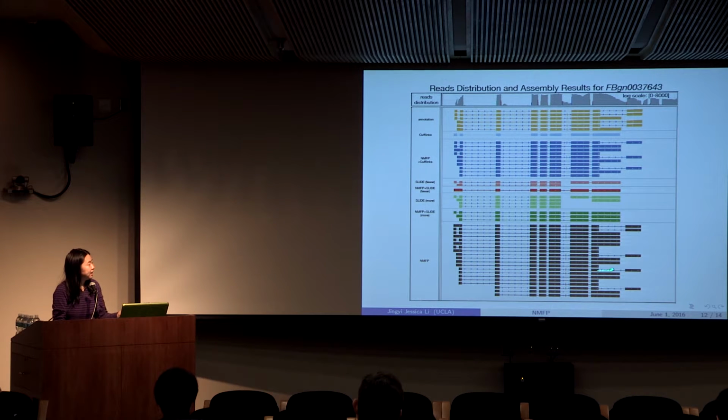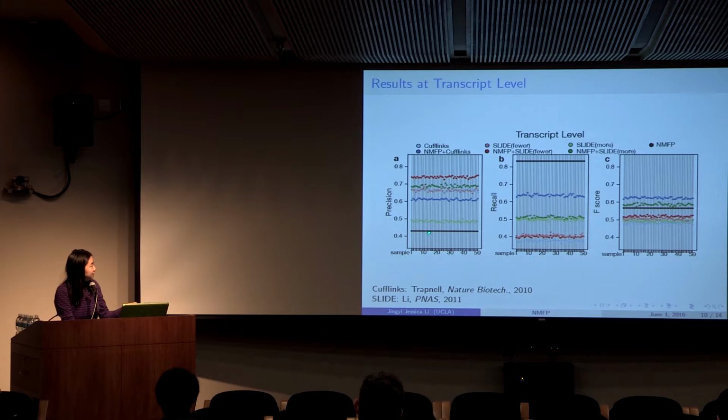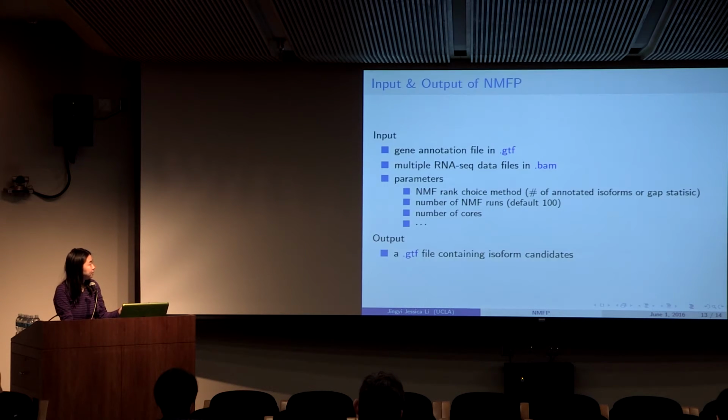You can see that it's not actually that bad because it captures the superset of the annotation isoforms with a bit more. For the additional ones, we will rely on a downstream method to filter them out. Also, if you go back here, this black line means NMFP alone. You see it's not that bad, especially the recall is very high. Okay, so that's about the first method.